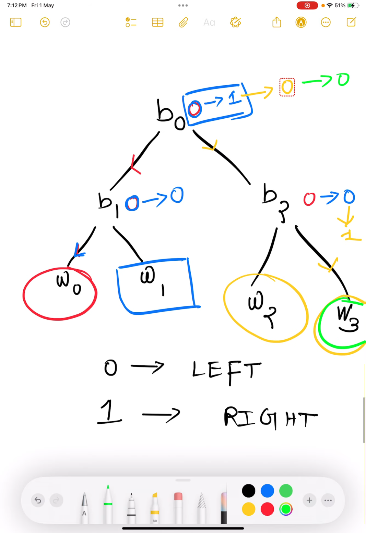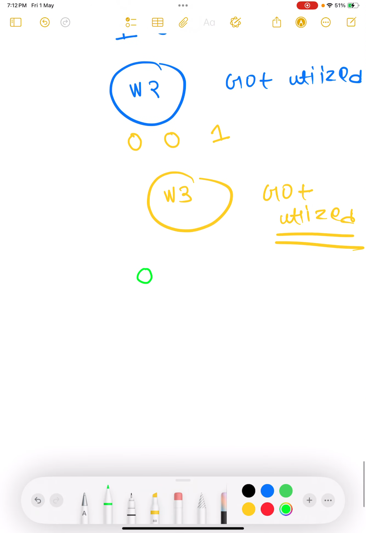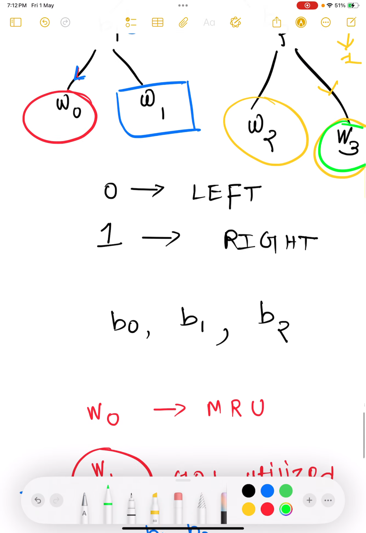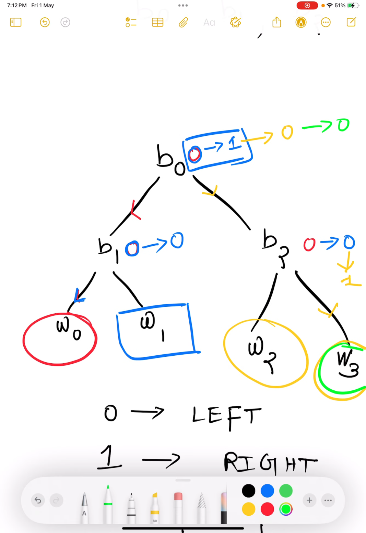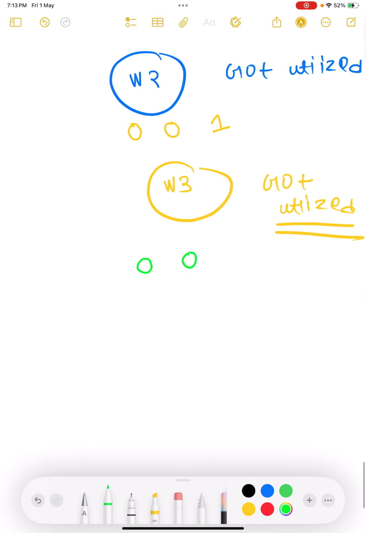Who will decide? B1 will decide. No, B1 will be as it is. So B1 will be again 0. What about B2? Because you are now using way 3, you have to move away from way 3. So B2, you have to switch from 1 to 0. Because if it is 1, then 1 means right side. You are moving towards way 3. But you have to move opposite to way 3. That is called way 2. So you have to switch B2 back from 1 to 0. So B2 will become 0.